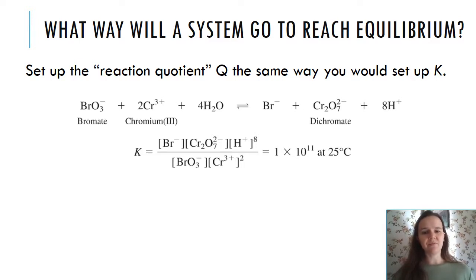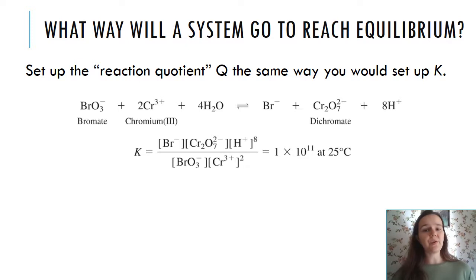So here's a nice, beautiful, complicated looking ionic equation. We've got bromate plus chromium plus water in equilibrium with bromine, dichromate, and some protons. So for K, the equilibrium constant, you're going to set that up. You've got all those products times each other raised to their powers. The H+ is the only thing with a coefficient, and so it gets raised to the 8th power because there are 8 H+. The reactants go in the bottom. There's no water there because, again, water is a pure liquid. And so we've got this essential setup for K.